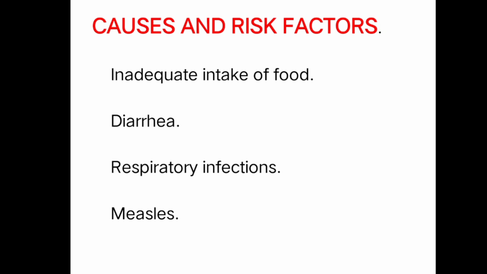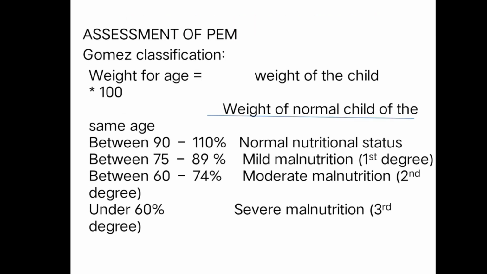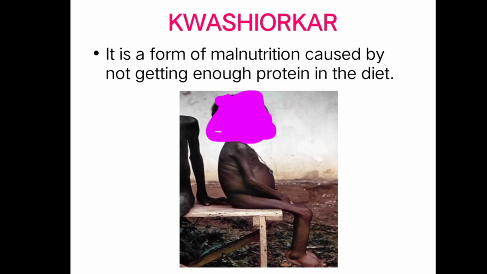So next we'll see about the assessment of protein energy malnutrition. According to Gomez classification, the weight for age is equal to the weight of the child divided by the weight of a normal child of the same age, multiplied by 100. According to Gomez classification, between 90 to 110 percent is a normal nutritional status, between 75 to 89 is considered mild malnutrition, that is first degree malnutrition, 60 to 74 is considered moderate, and below 60 is considered severe malnutrition. So we'll see about protein energy malnutrition. First is kwashiorkor.